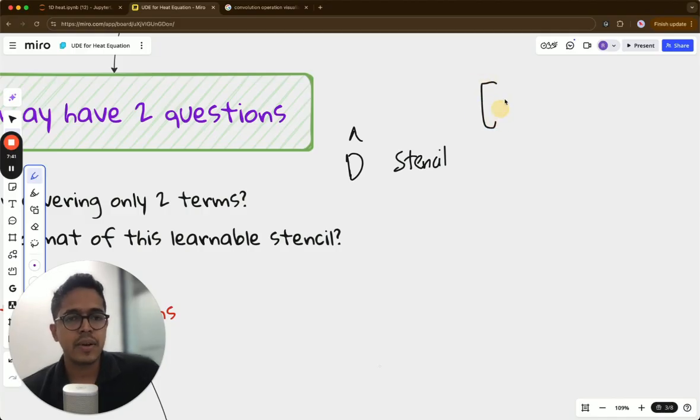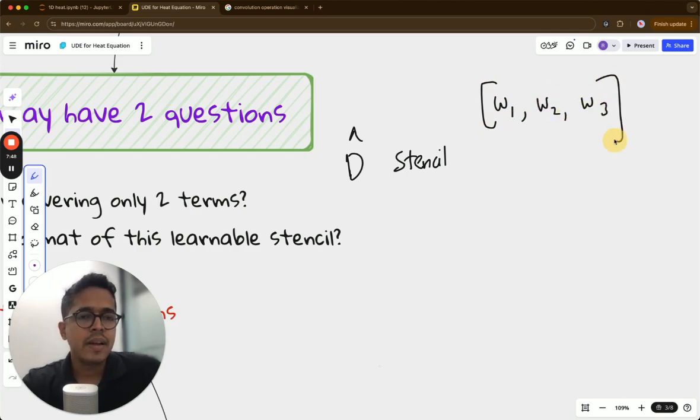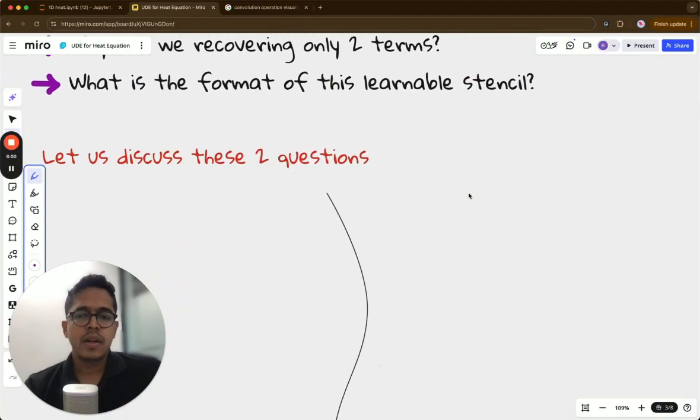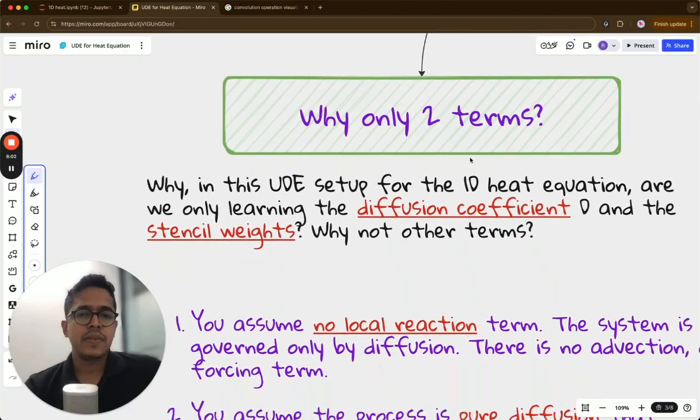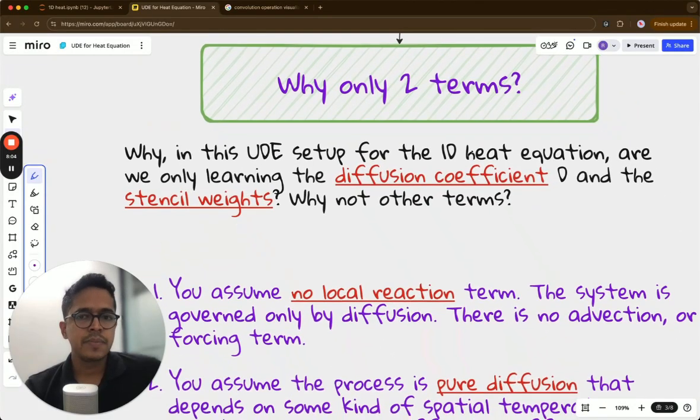For example, if I have 3 numbers which are learnable in the stencil, I can write it as W1, W2, W3. And I say these 3 are weights which are part of the neural network which can be learned, right? But then there will be questions. Why 3? Are there constraints for these 3 numbers? We will discuss that soon. So let us first discuss these two questions. Firstly, why are there only 2 terms?